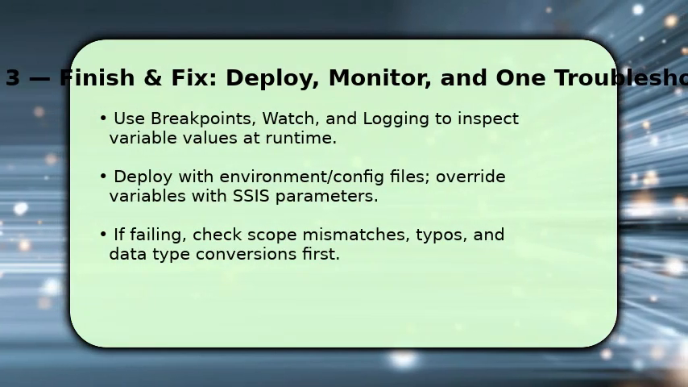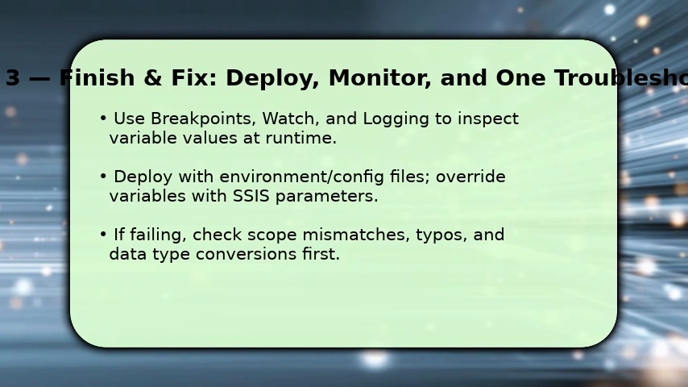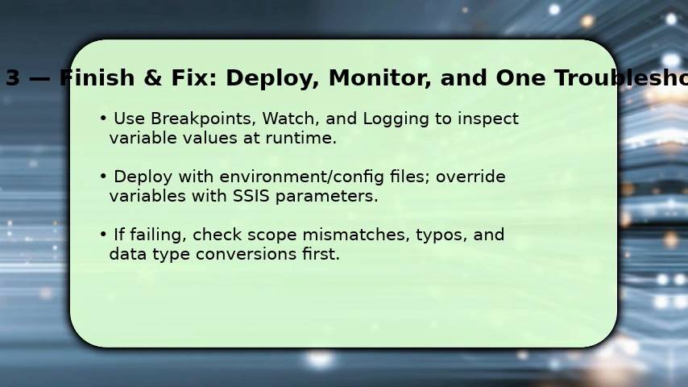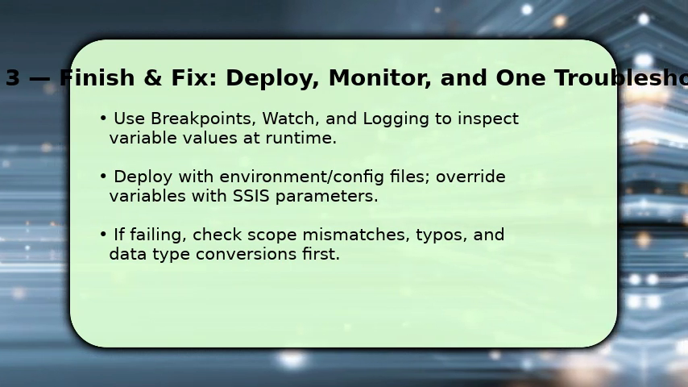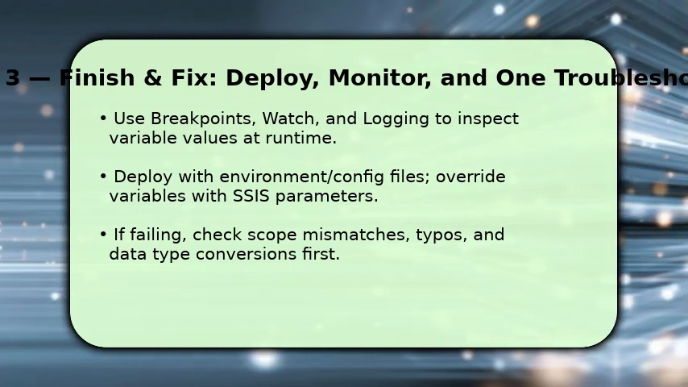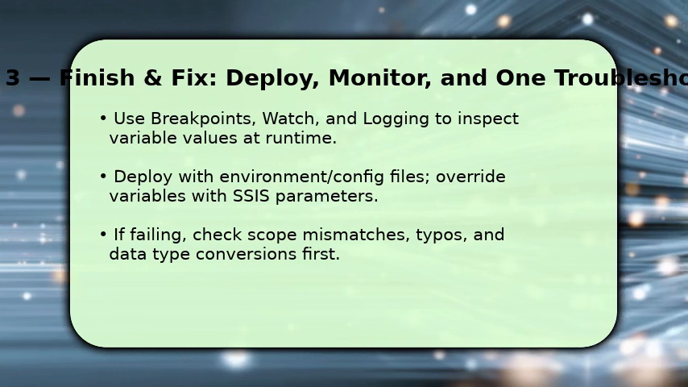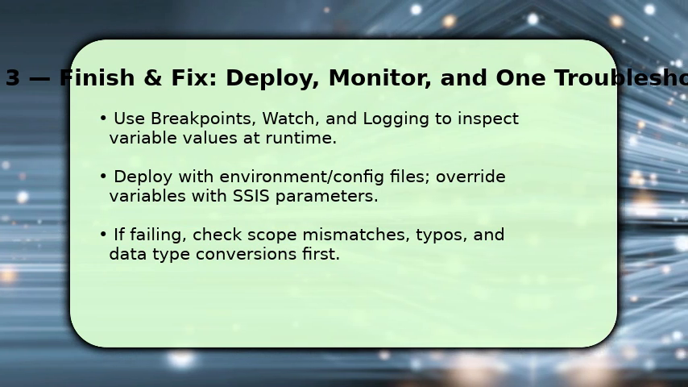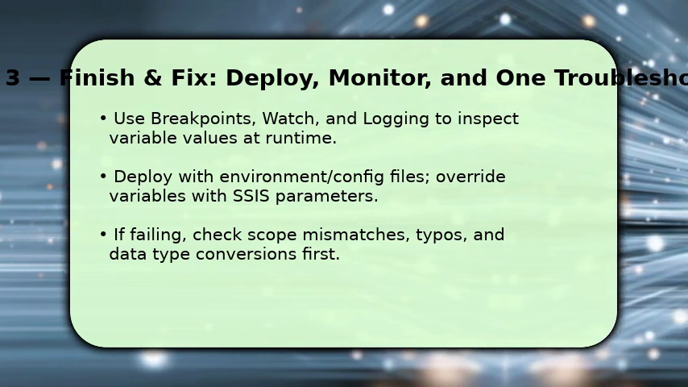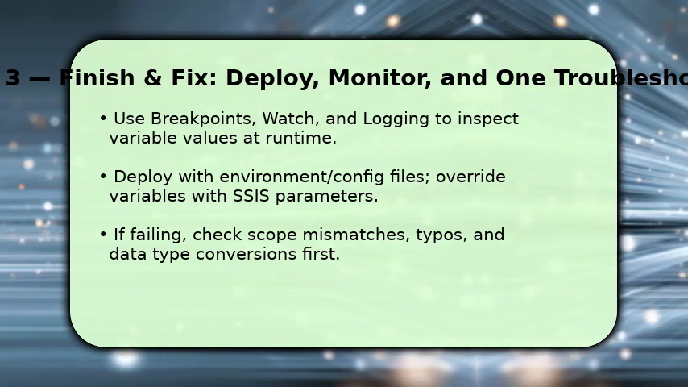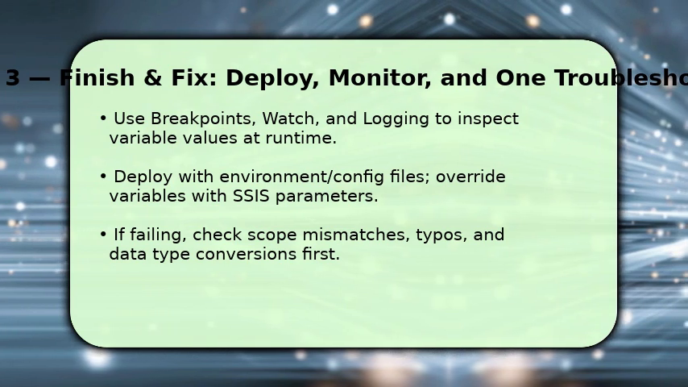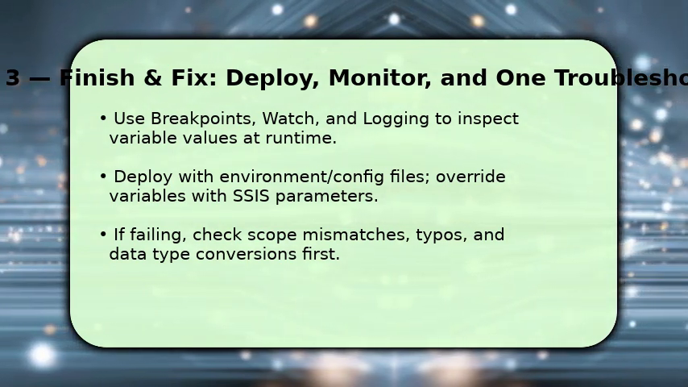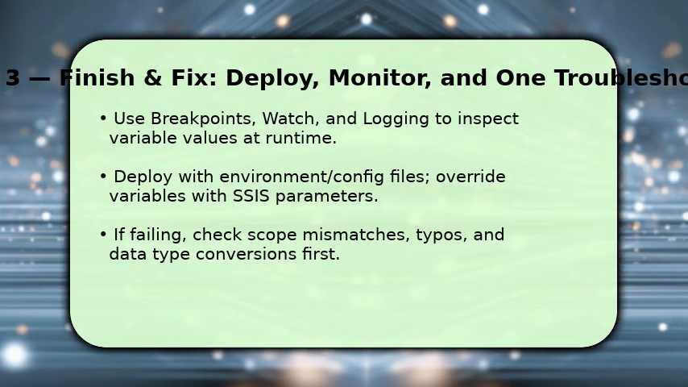Finish by validating, testing, and making your variables robust for production. Run the package with breakpoints or the watch window to view variable values at runtime. Enable logging to capture changes across executions. When deploying, switch to parameters or environment variables for safe overrides, and update connection managers or configurations accordingly. If something goes wrong, first check for scope mismatches, spelling differences, or incorrect data types. Those are the most common issues and the quickest to fix, so start there.